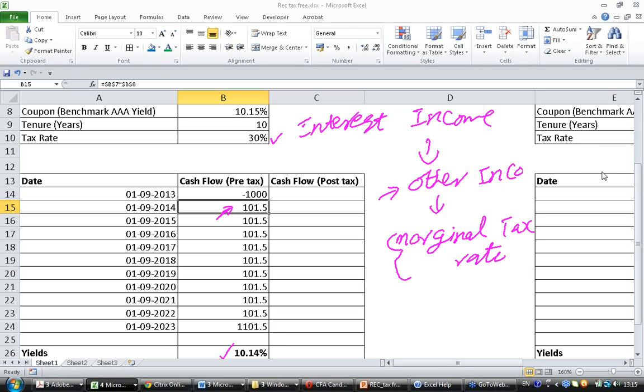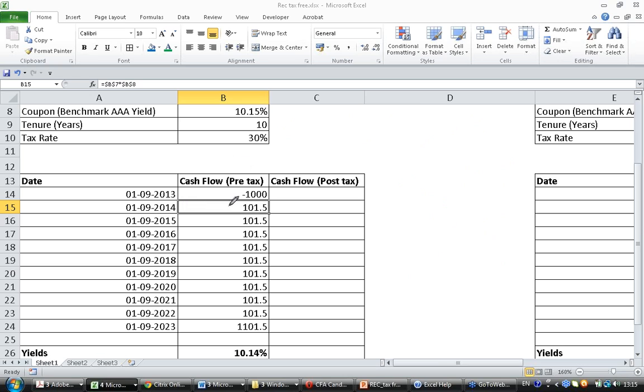Let me quickly repeat. These incomes are taxable at the rate of the individual's tax slab. So to compare it with a tax-free bond, we have to subtract tax from this coupon, so that a tax-free bond and a taxable bond become comparable. So let's find out the post-tax yield of this bond. You still have to buy this bond at 1,000 rupees. However, the post-tax coupon that you will receive will be 101.5 into 1 minus 30%.